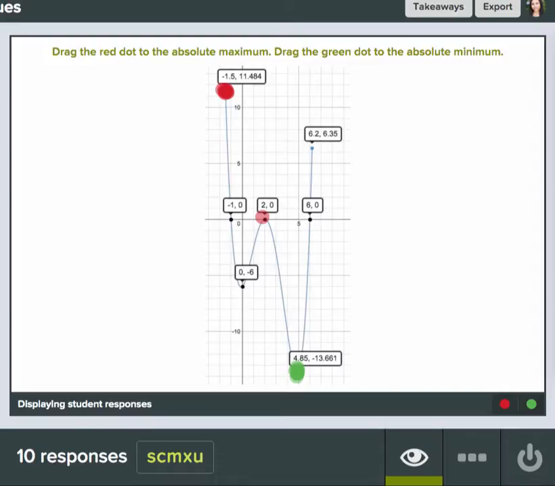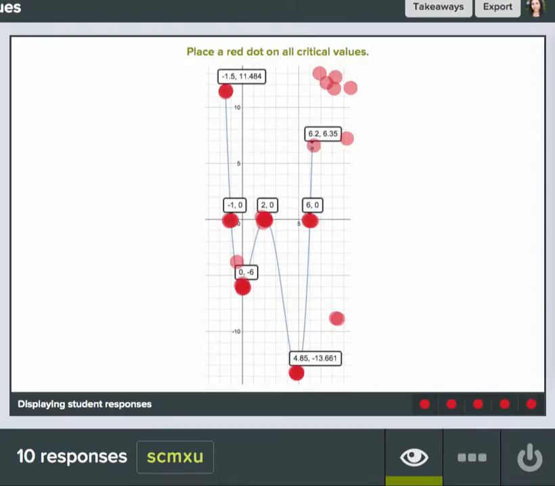On this question, just a really simple one to get them started: drag the red dot to the absolute maximum and drag the green dot to the absolute minimum. Most everybody got that one correct. Then this question asks, place a red dot on the critical values. We had just talked about critical values in a more algebraic sense.